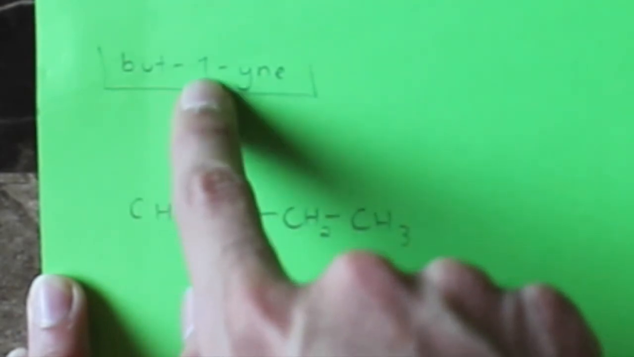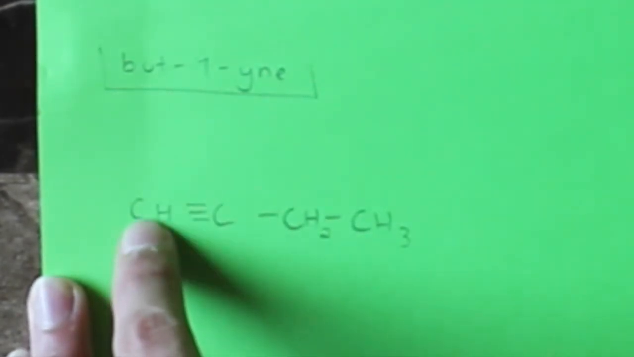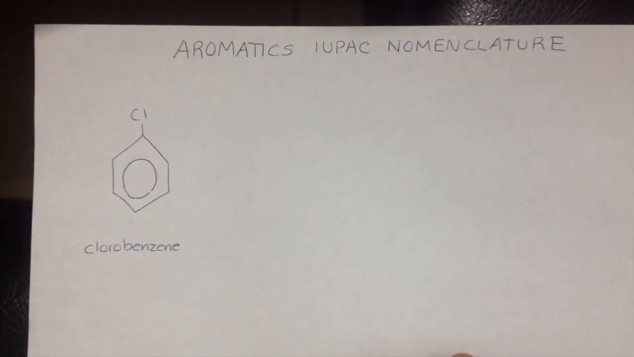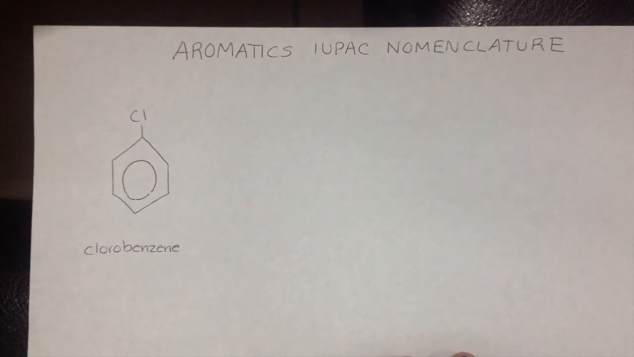And thanks to the number 1, we know that the triple bond is in the first carbon. So this is it. Okay, now let's get started with aromatics. How to name them according to IUPAC nomenclature.